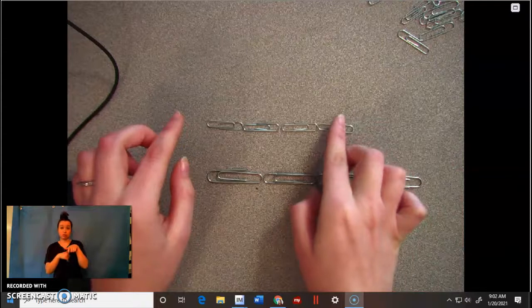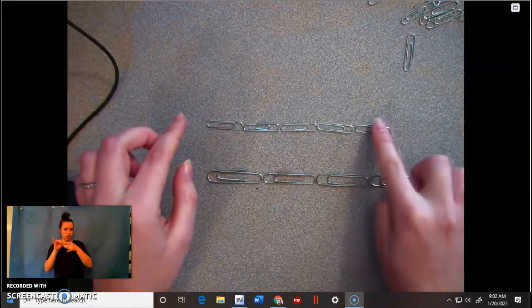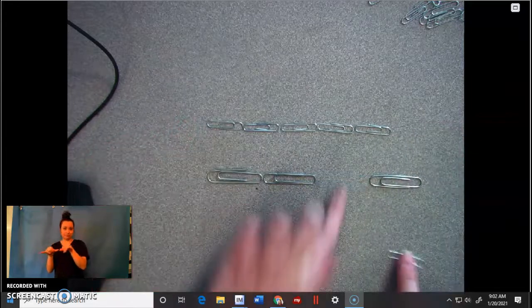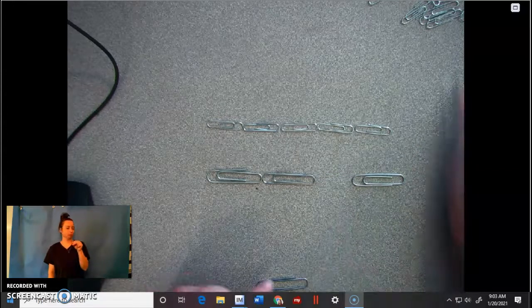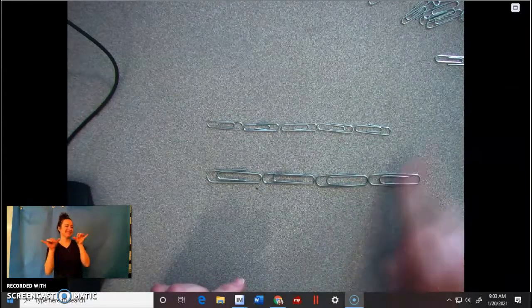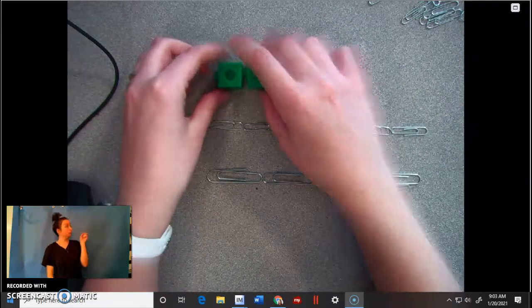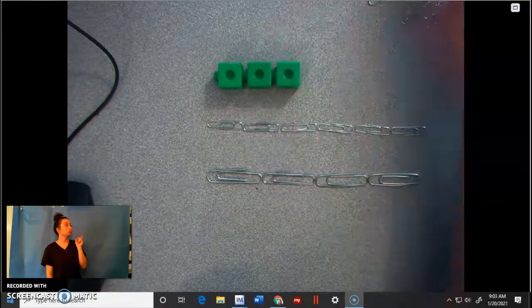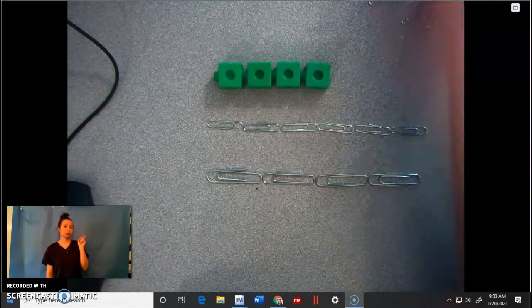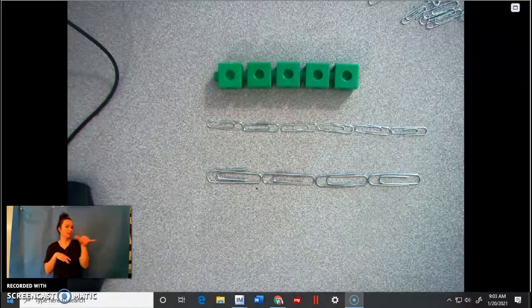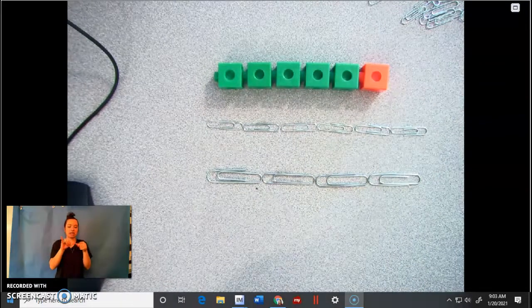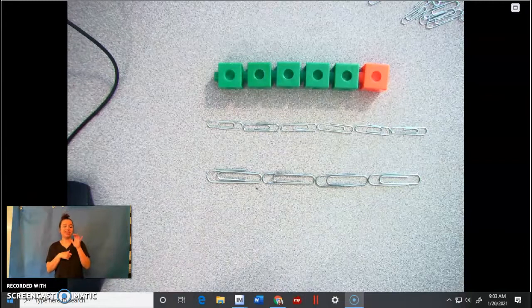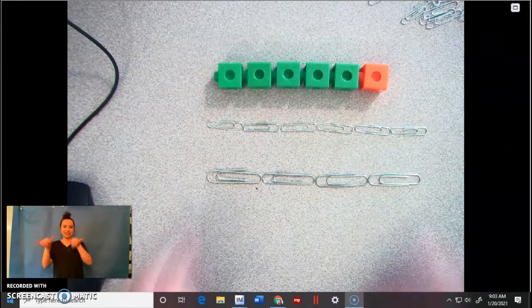And it's important that whatever we choose to measure with is all the same size. So I couldn't trade a little paper clip for a big paper clip because those aren't the same size, are they? No. So they all have to be the exact same. I could use linking cubes, and they can just be lined up like that. But we've got to make sure they're all the same size. So I could use orange ones because they would just be a different color, but they're still the same size. Okay? So those are all non-standard units that we could use to measure things.